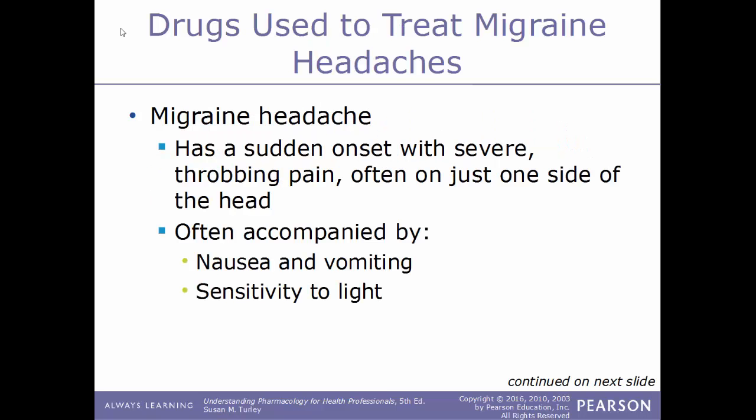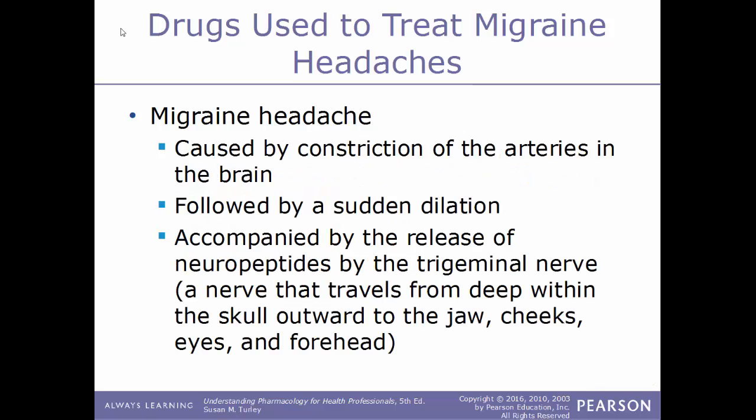Alright, now we'll move on to drugs that are used to treat migraine headaches. Now, a migraine headache has a sudden onset with severe throbbing pain, often on just one side of the head. It's often accompanied by nausea and vomiting and very strong sensitivity to light. Now, these are caused by constriction in the arteries within the brain, and it's often followed by a sudden dilation.